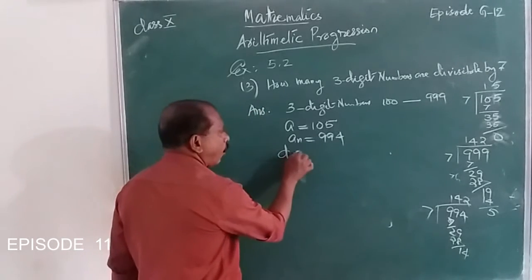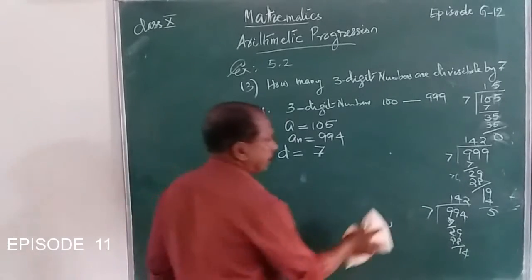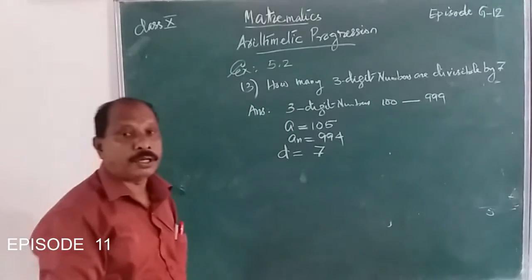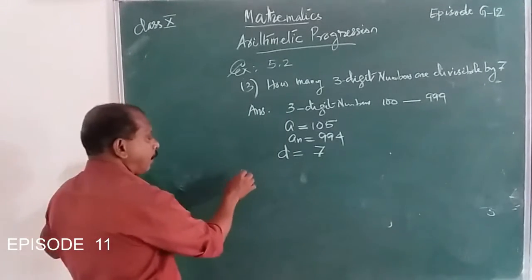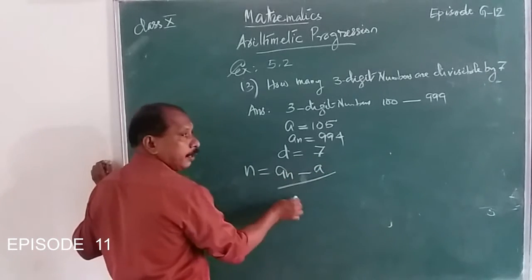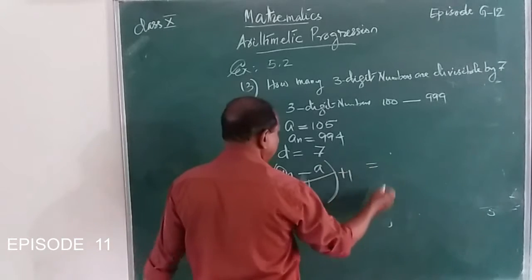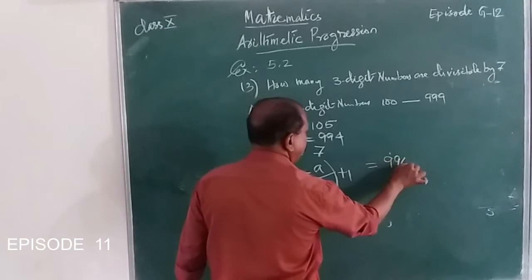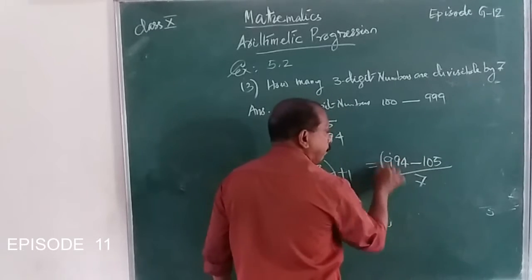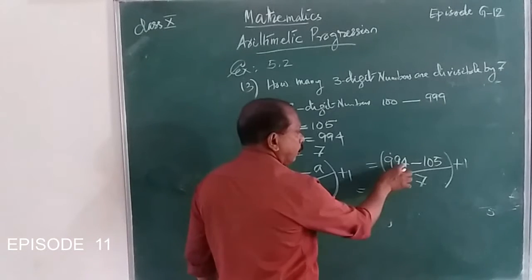Therefore, D is the common difference. It is the number 7. Divisible by 7, it is always D. Clear? Therefore, we can find out the first number and also the last number. Then the number of terms n is equal to (An minus A) by D plus 1, that is n equals (994 minus 105) by D plus 1. Clear?